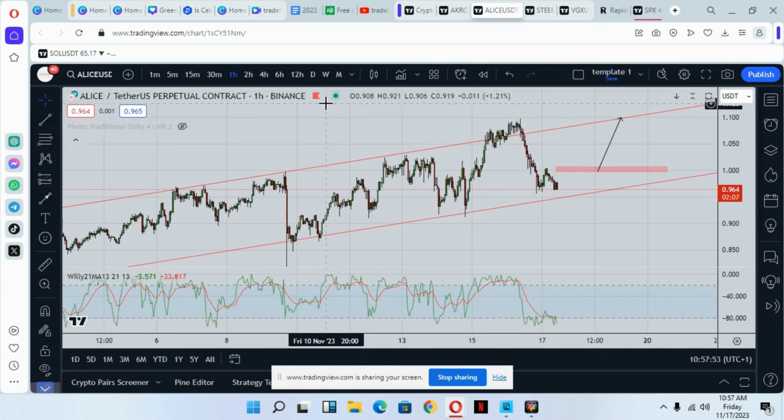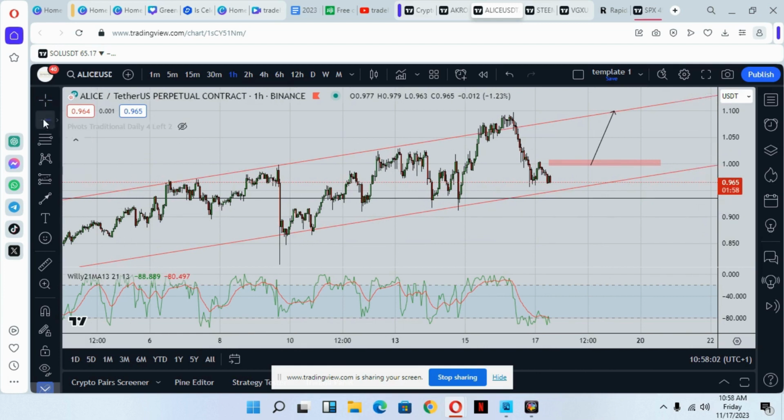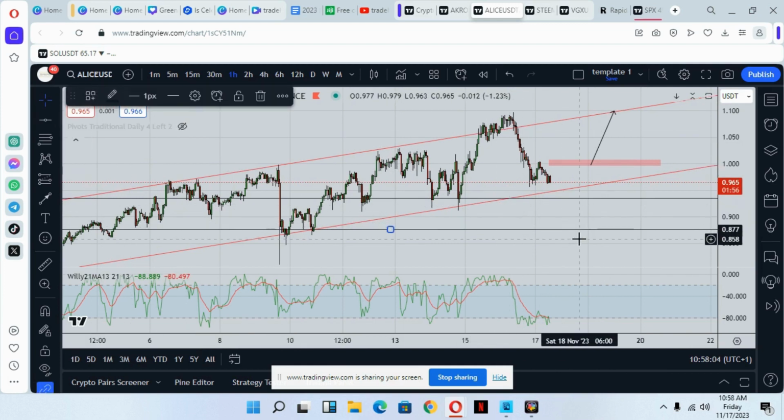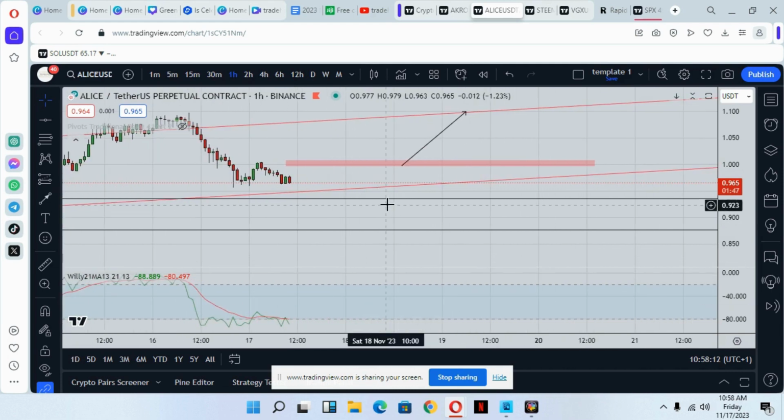Now if Alice would break this, where I won't enter is if it breaks below this. I won't enter this market, because the trend has changed. But as it is, once it touches here and starts heading up, the candlestick that forms here will determine if I'm going to jump into this market or not.